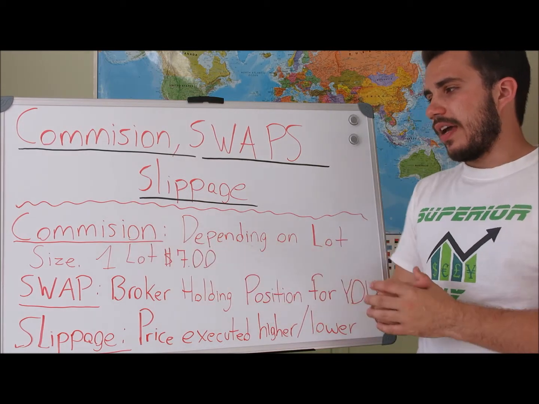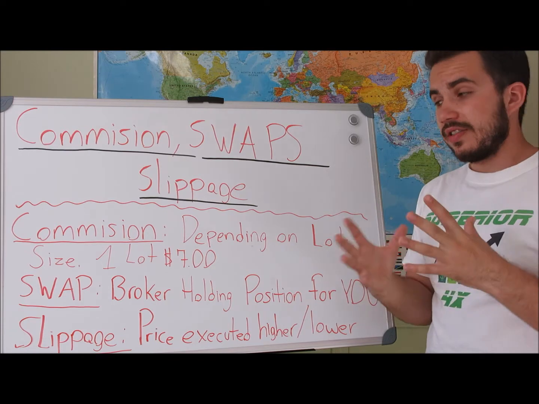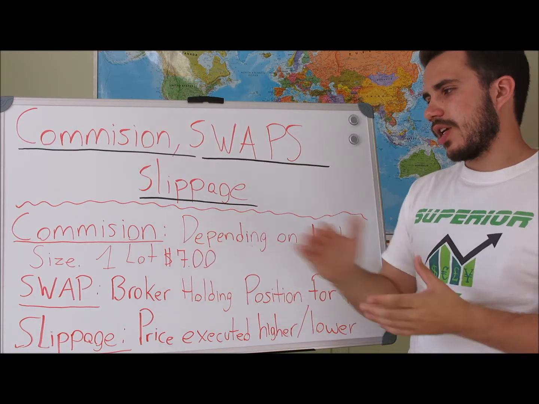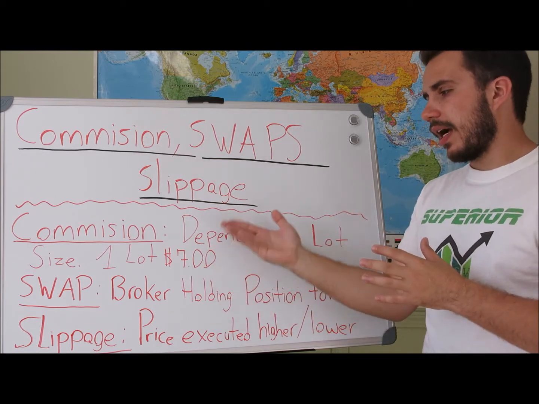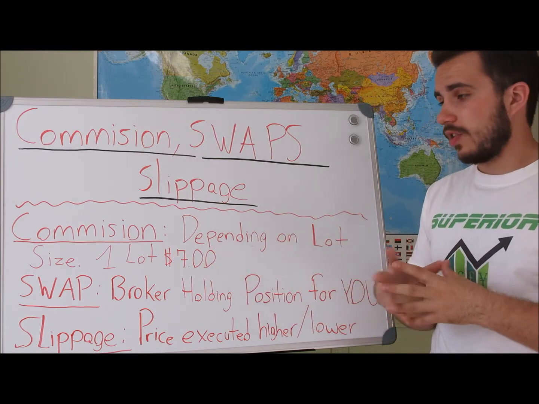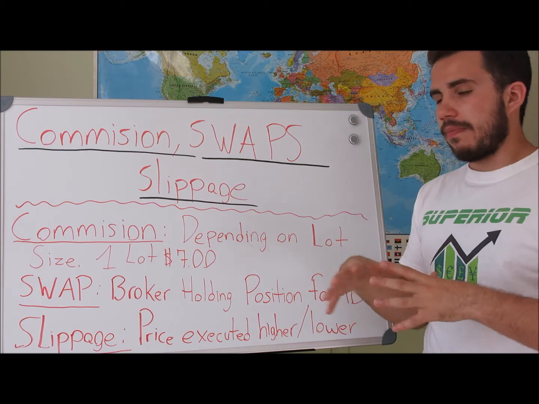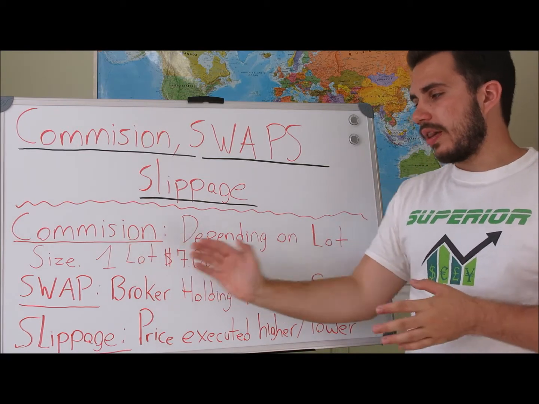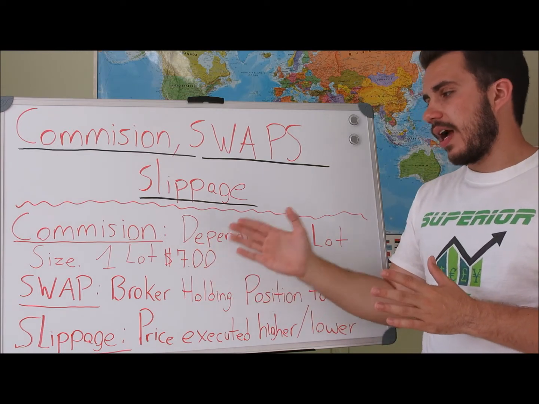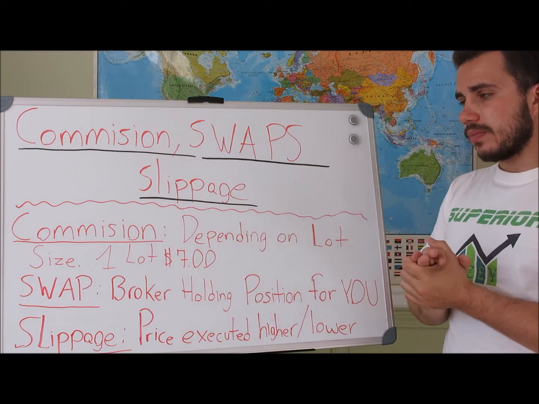So with one lot, if you were executing one lot, which is $10 per pip, the commission will be about $7. Every broker varies, maybe a couple of dollars higher, maybe a couple of dollars lower, but the standard with the majority of true ECN brokers is that with every one lot, you'll be charged a $7 commission.